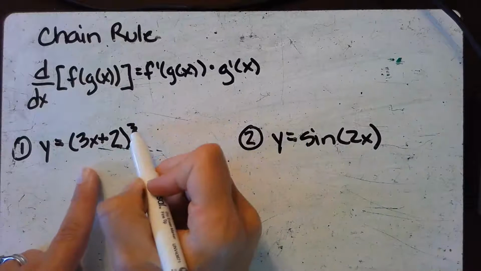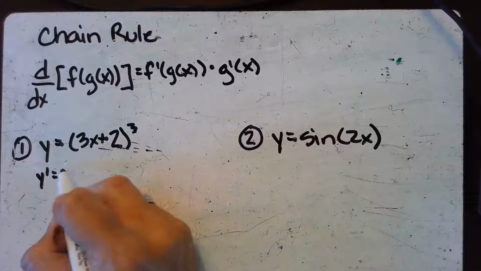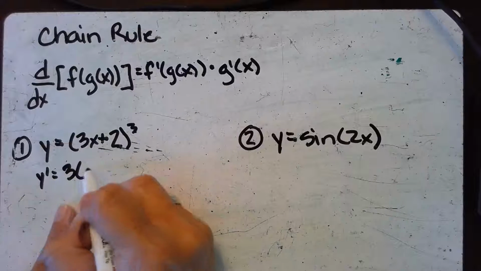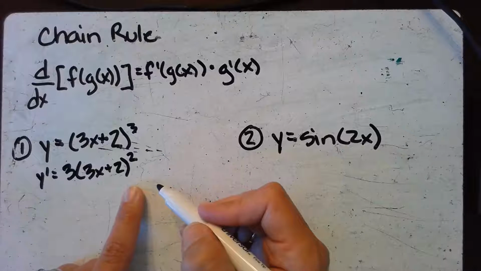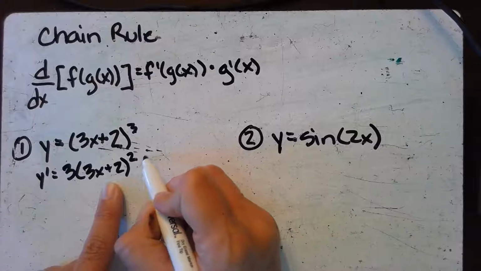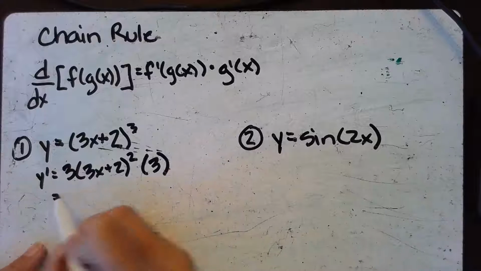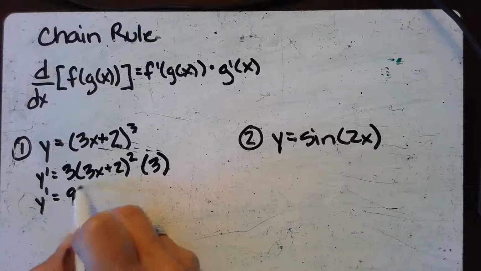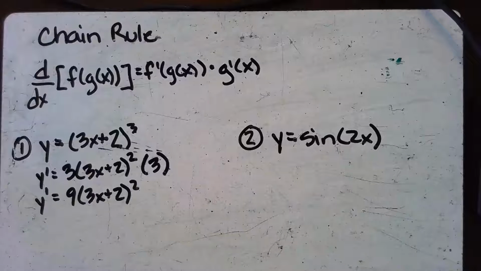All right, so here on the outside I have the exponent. So to find the derivative, I'm going to use the power rule. The 3 comes out in front, and I keep this 3x plus 2 the same, and now I drop the exponent by 1, and now it's 2. Now I find the derivative of the inside, and I multiply it. So the derivative of the inside is 3. So this comes out to be 9 times (3x plus 2) squared. I'm not going to bother simplifying that. Just leave your answer like that.